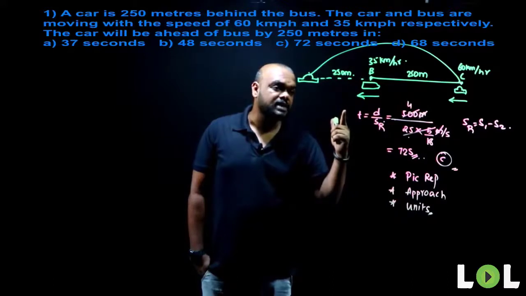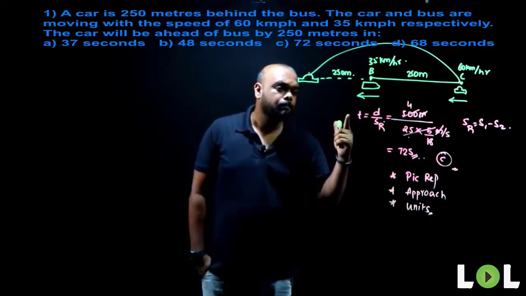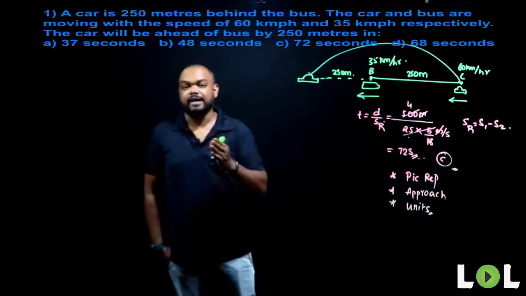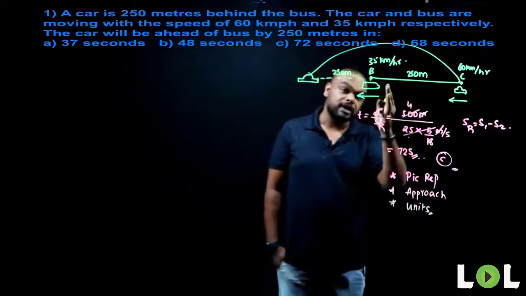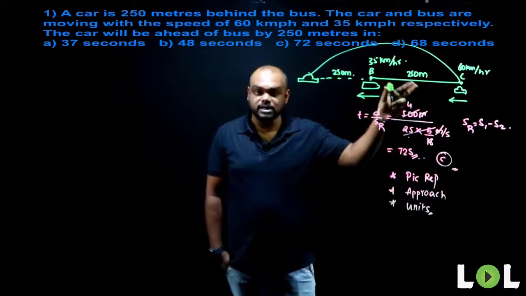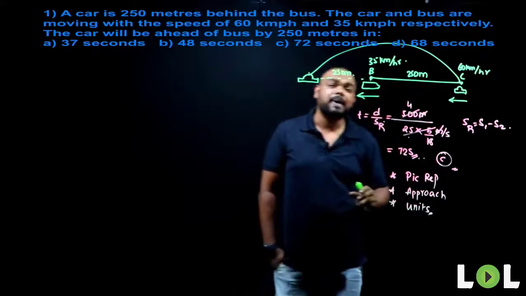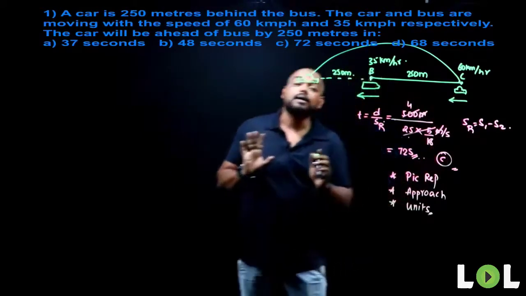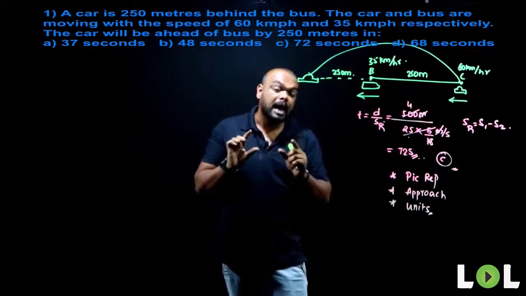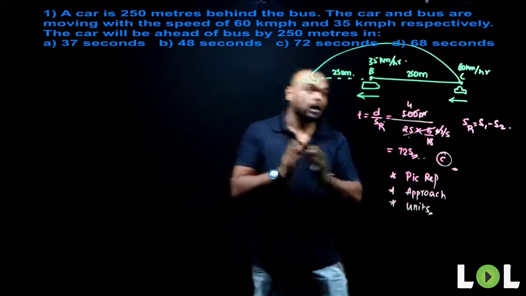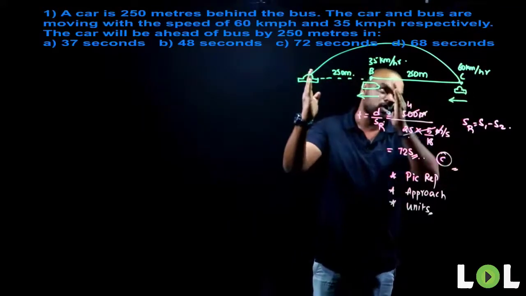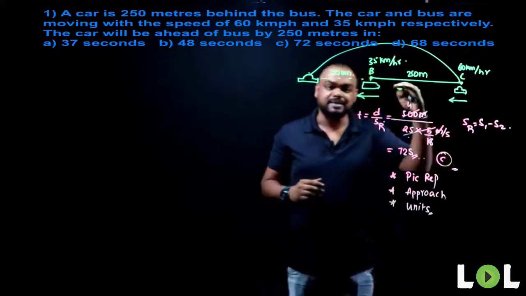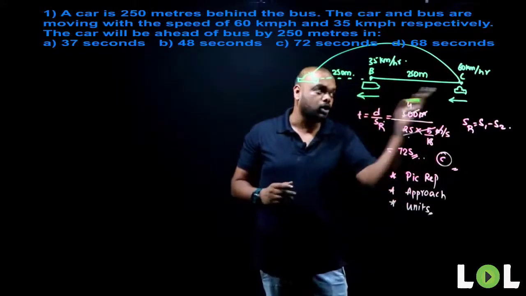When I make it fast, you have to reply faster, buddy. Yes, look, both are traveling. The distance will not be constant, but how much is the distance with respect to the bus and the car? Originally 250 is there. Now both are traveling, but the car is traveling at a faster rate. So this 250 meters gradually decreases, and it comes to 0 when the car comes here.